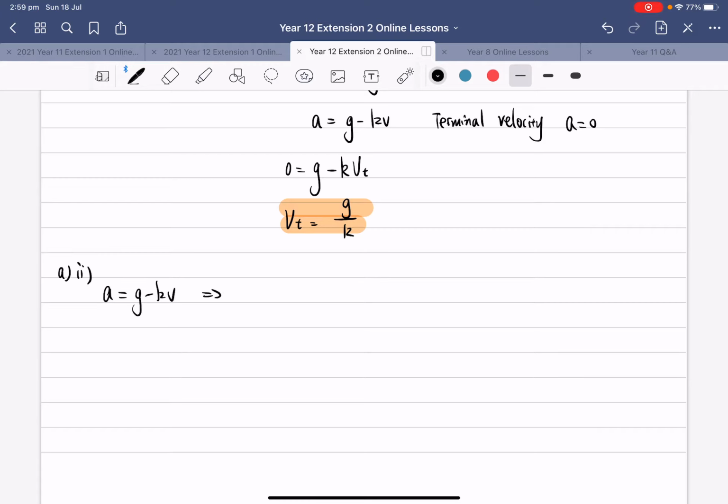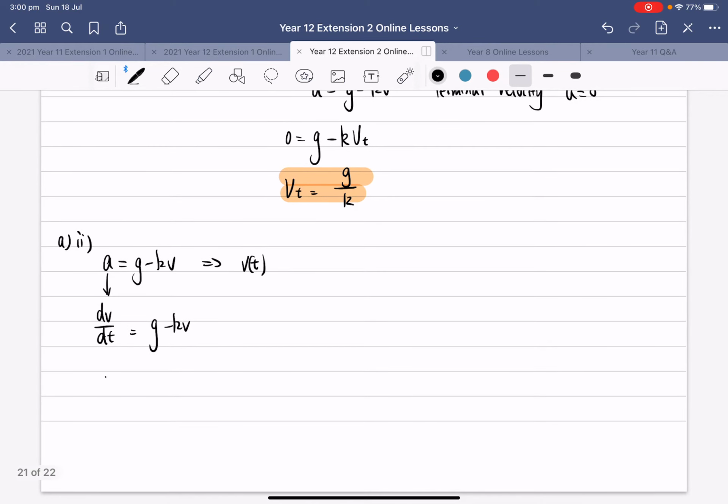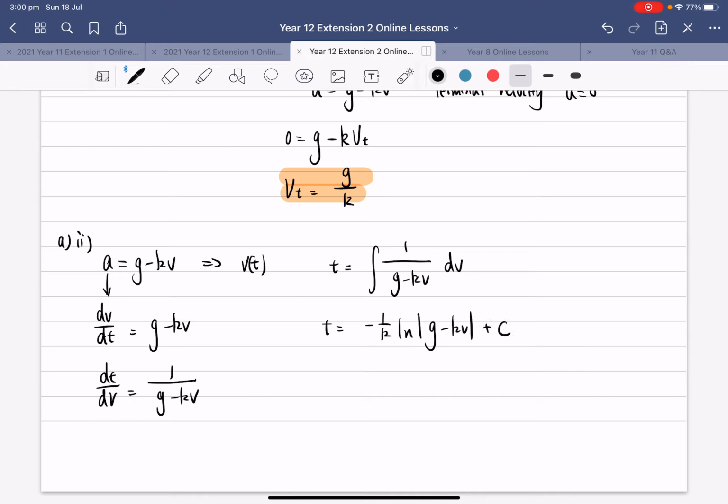I want to change that into the vt function. Remember, vt function. So therefore, we need to change that into dv over dt, and that's g minus kv. That should be quite straightforward for this question. All right, and we need to take the reciprocal of both sides here. So dt over dv is equal to 1 over g minus kv. And integrate both sides. t is equal to the integral of 1 over g minus kv dv. So t is equal to minus 1 over k ln absolute value g minus kv plus c.